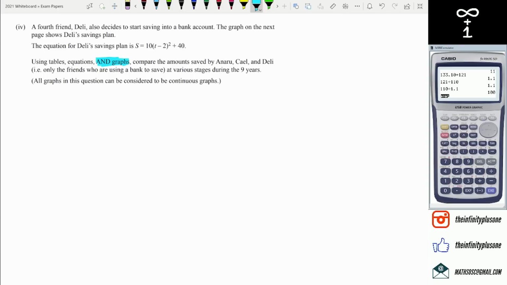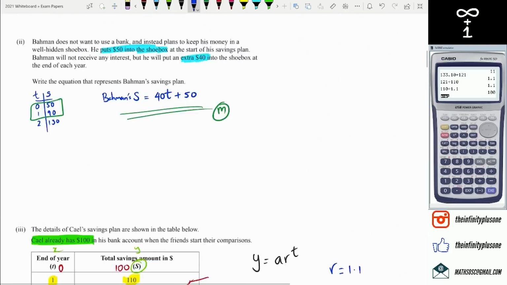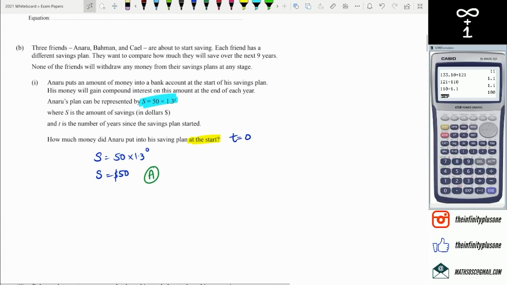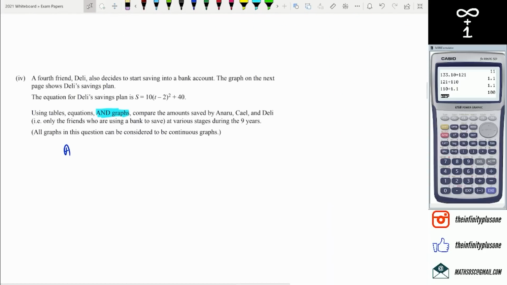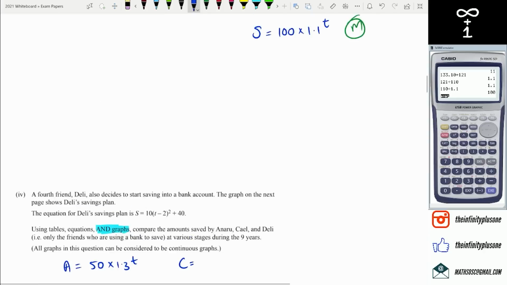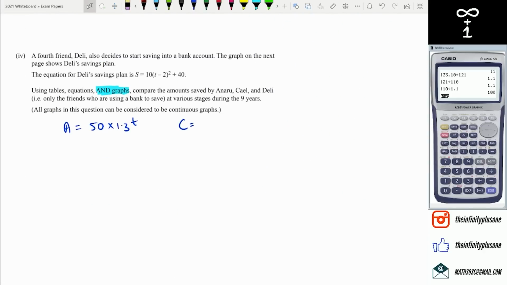And we've got to compare the amounts saved by Anaru, Kale, Delhi. Okay, fine. So what are our equations? We know that Anaru's equation was, who was Anaru? That's the first guy. Yeah, 50 times 1.3 to the power of t, that's the first guy. Then we've got Kale, which we figured out last time. Was that Kale? Yep, that's 100 times 1.1 to the power of t. And then now we've got Delhi, who is 10 times (t minus 2) squared plus 40.